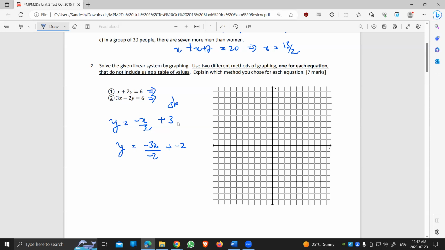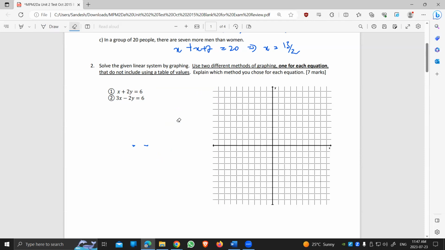So this is using the slope-intercept form. How else can we graph 2 equations? You can find the intercept, okay? You can straight up find the intercept, which sometimes is easier than the other one. Look at 1.